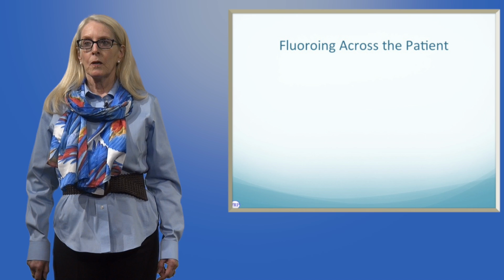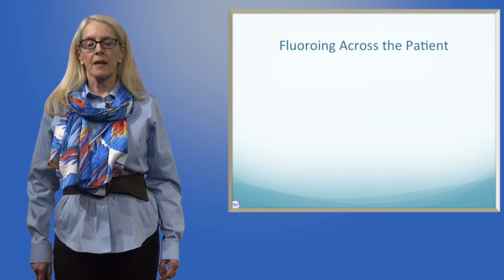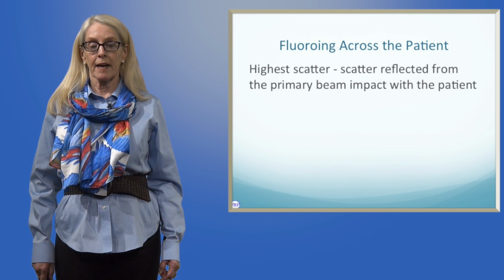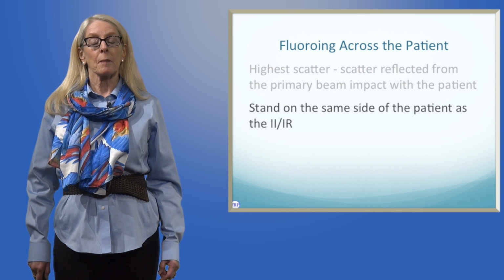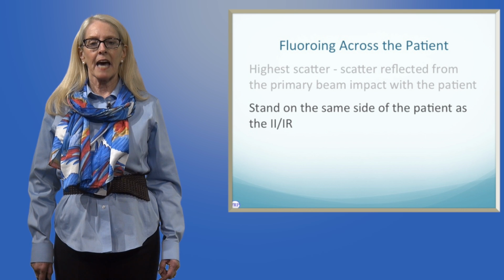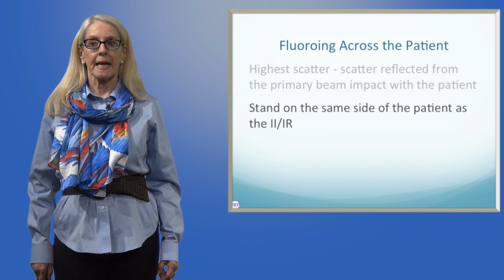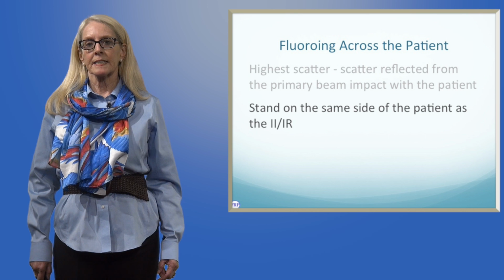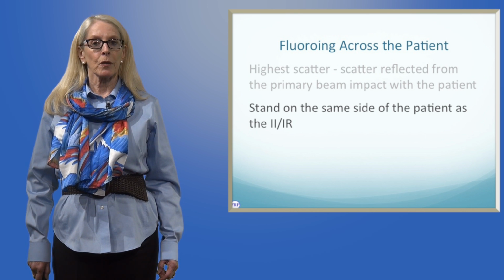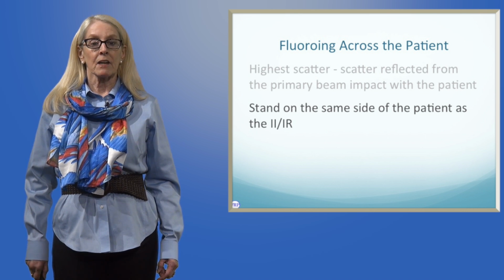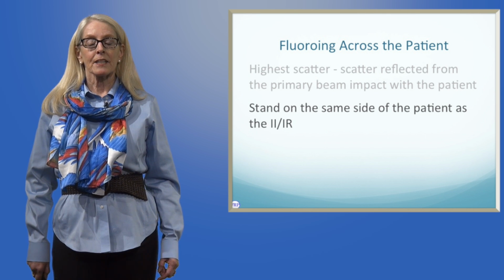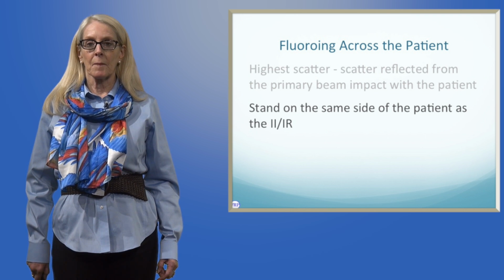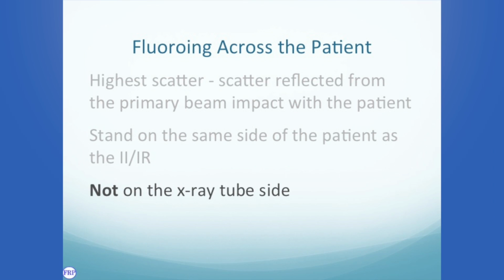When you're fluoroing across the patient, the highest scatter is actually reflected from the patient from the tube. So when the beam enters the patient, the scatter then reflects straight back and at an angle. So if you're standing on that side, you're going to get the majority of the scatter. If you're standing on the other side, so that the X-ray tube is actually pointed at you and the beam goes through the patient, you'll get much, much less scatter. So you don't want to stand on the X-ray tube side.